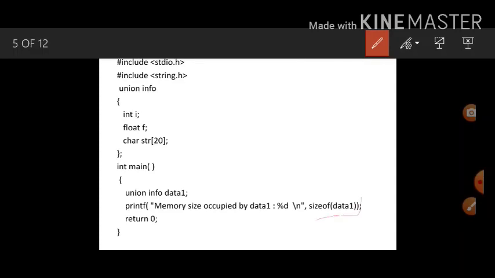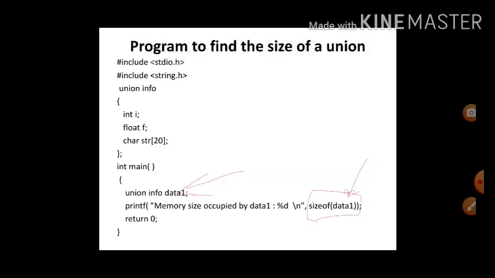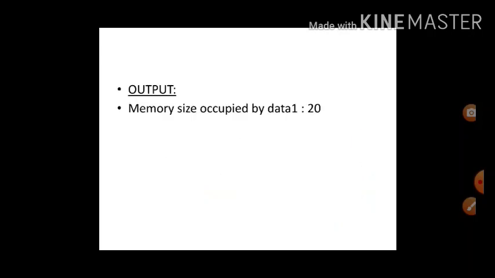This inbuilt function sizeof will return the size of its argument. Its argument is data1. Data1 is of type union info. So this inbuilt function sizeof will now return the size of the variable data1. Memory size occupied by data1 is 20. This will be the output you will get when you run this program.